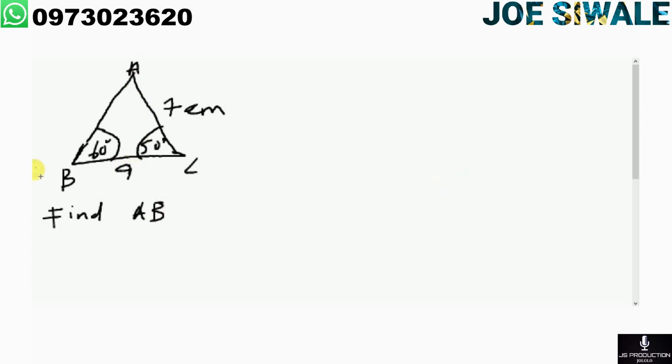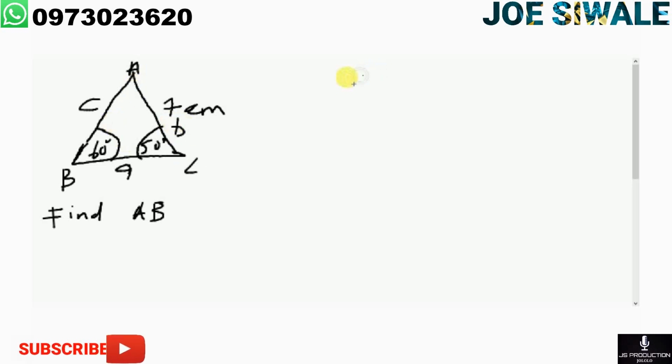Then the side that is opposite to B, this is small letter b, and the side that is opposite to C, this is small letter c. We have been given the angle which is at point B and the side which is from point A to C, and I'm told to calculate side AB.